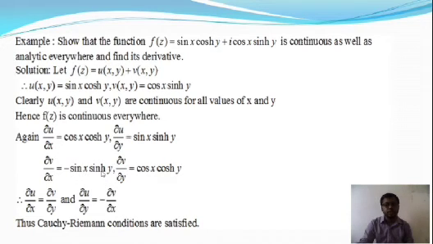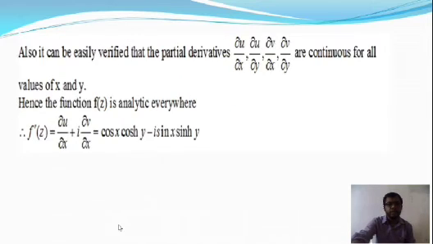Minus sin x sin hyperbolic y is continuous. Cos x cos hyperbolic y is a continuous function. So all the partial derivatives are continuous. So from this we'll say the function f of z is analytic. This function satisfies the Cauchy-Riemann equation, and the partial derivatives are all continuous. So we'll say the function is analytic at any point in a domain D.